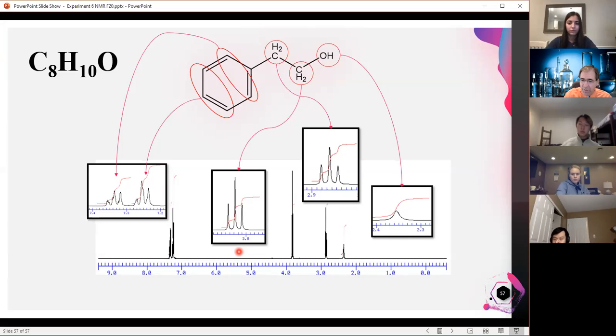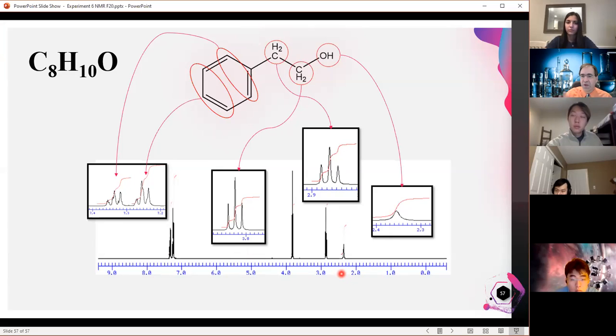Why is the OH group not more downfield? Because alcohol is weird. It depends upon which solvent you do it in. And what they didn't tell us in this is what they dissolved this in. If you dissolve it in D2O versus methylene chloride versus benzene, the alcohol moves to all different places because of that interaction with the solvent. So that's really what's affecting that location more than anything else.